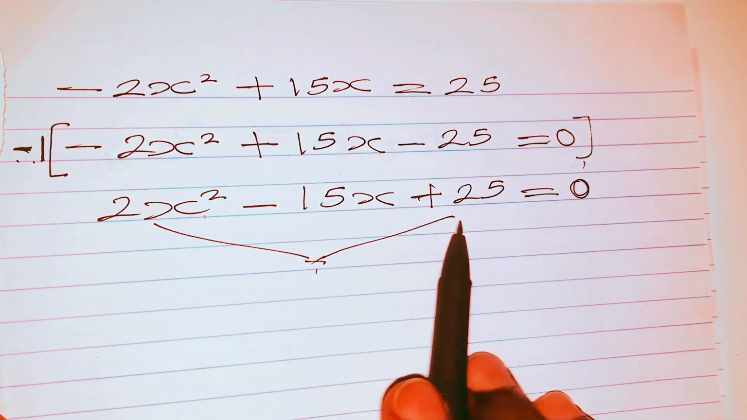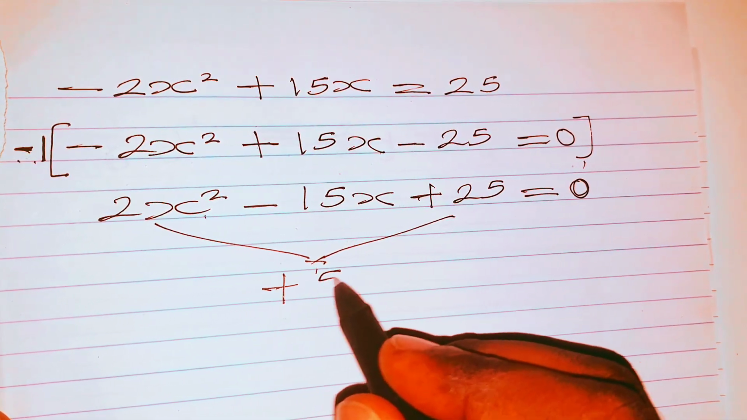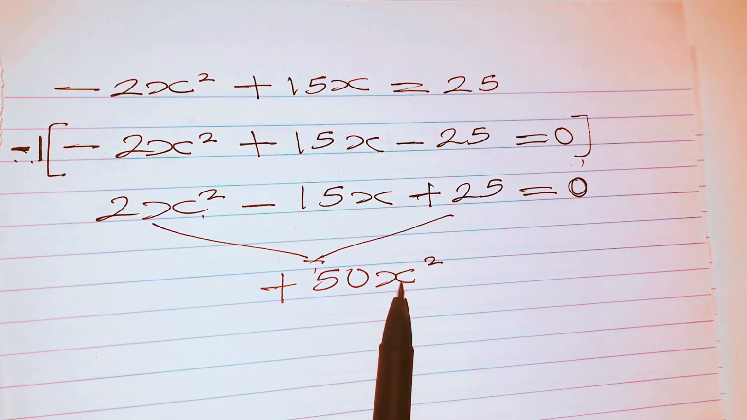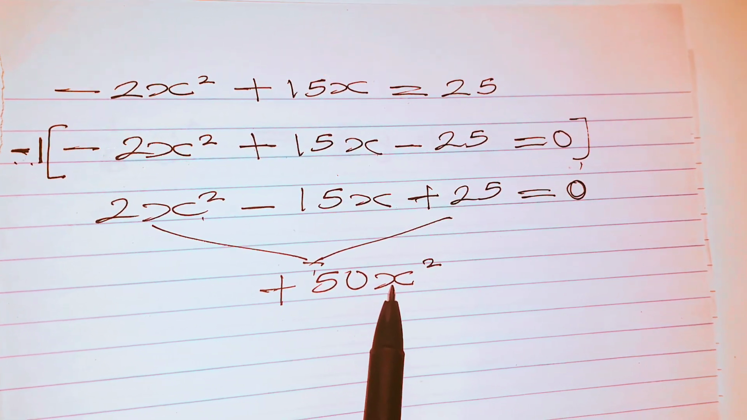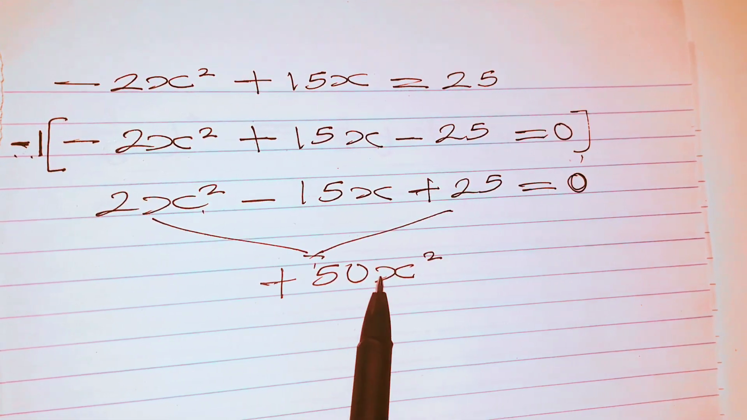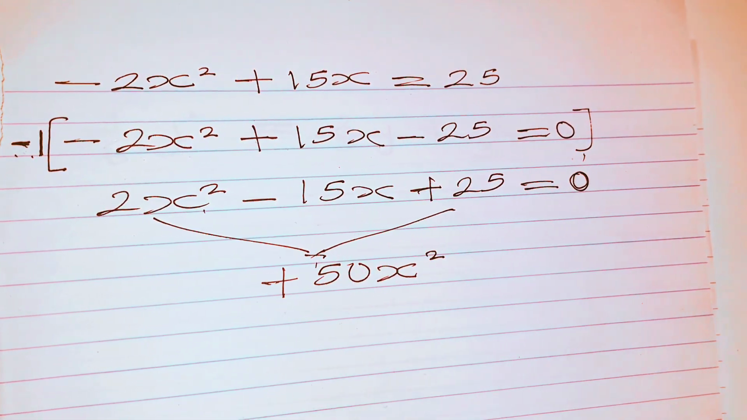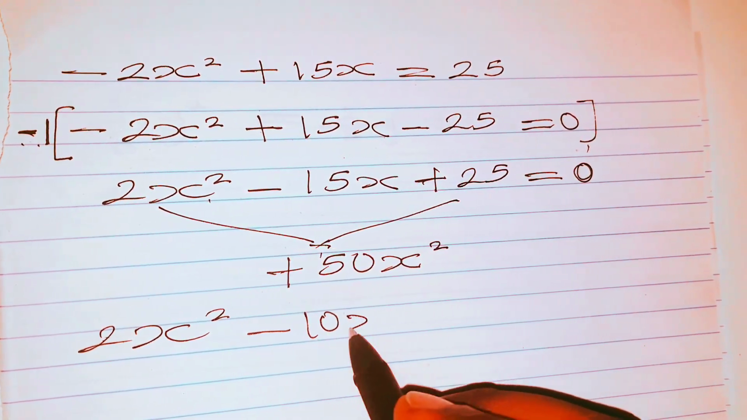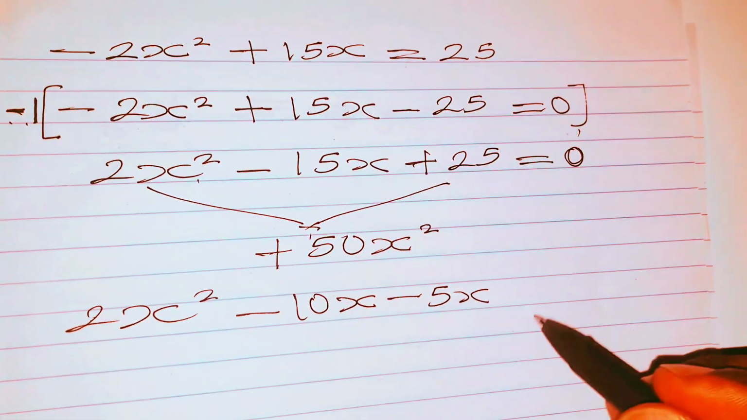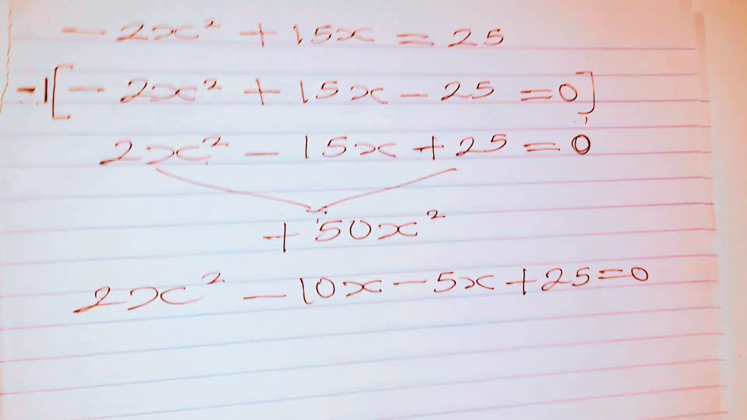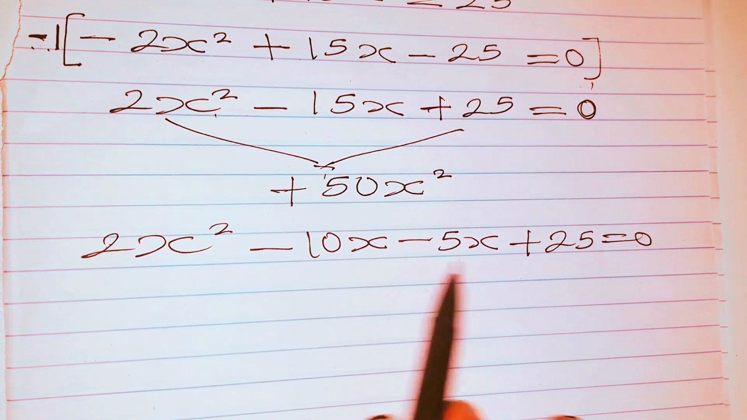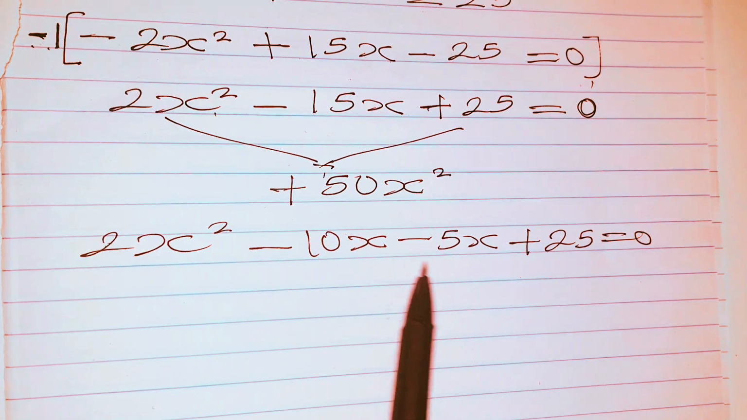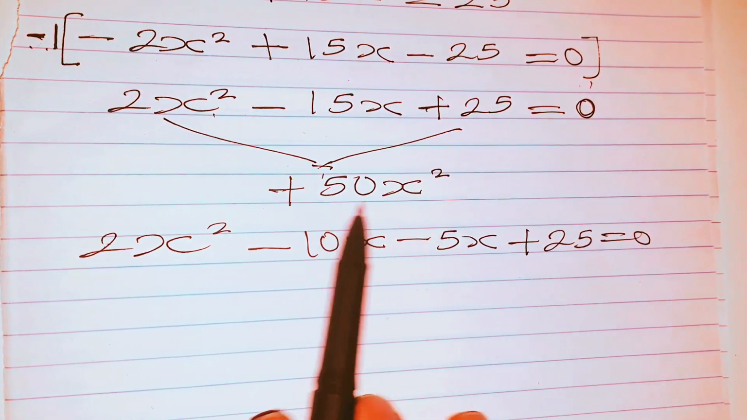So multiplying 2x squared by plus 25 is going to give us positive 50x squared. Then we list out all the factors of 50, and consider which two factors of 50 add up to give us minus 15, just like we did in the first question. That will bring us to 2x squared, and of course it has to be minus 10x minus 5x, and then the constant term plus 25 equal to 0, in the sense that when you add minus 10x and minus 5x, that's going to give us minus 15x. And if you multiply minus 10 by minus 5, that's going to give us positive 50x squared.